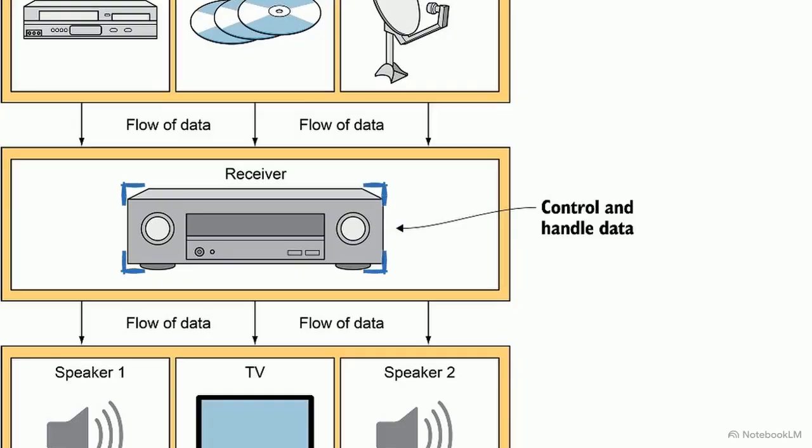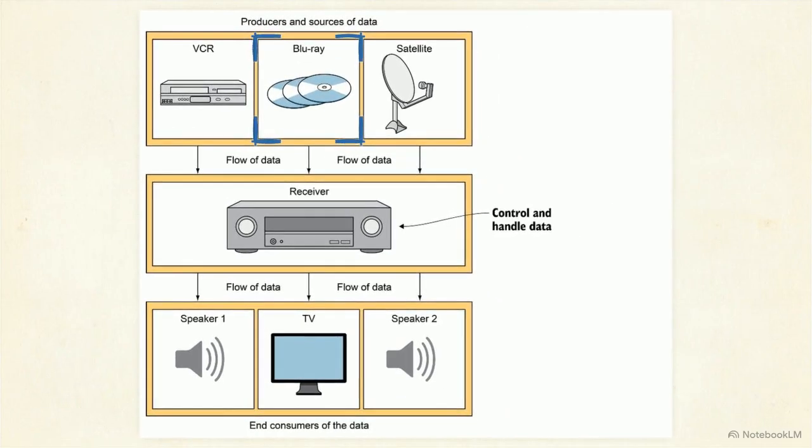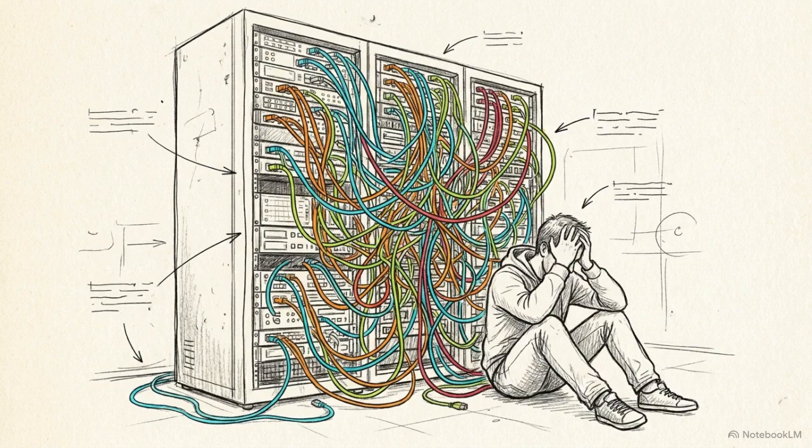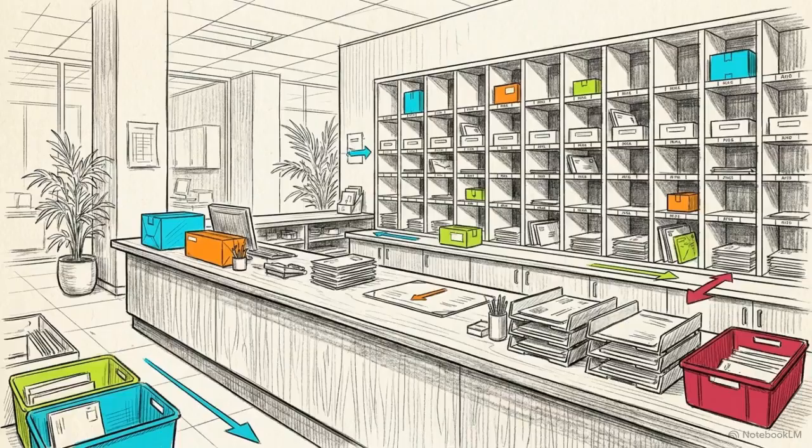To solve this, we can look to the receiver in a home theater. Instead of wiring your Blu-ray player and satellite dish directly to your TV and every speaker, you plug everything into one central hub that routes the signals to the right place. Without a hub like this, growing a business becomes nearly impossible because adding even one new application requires rewiring the entire system. To fix the office, we build a central mailroom.